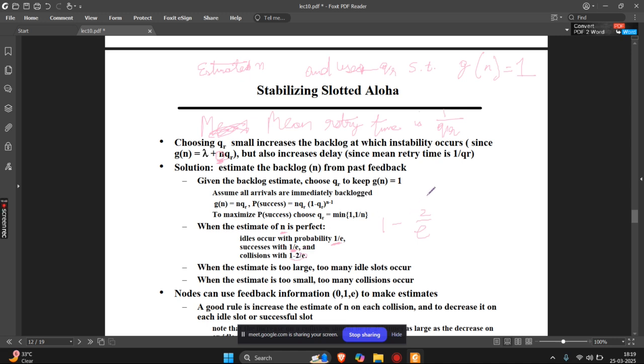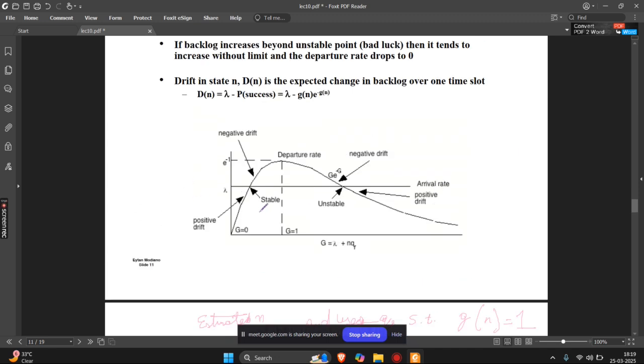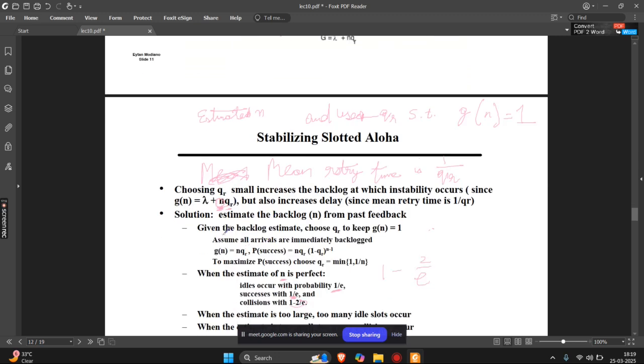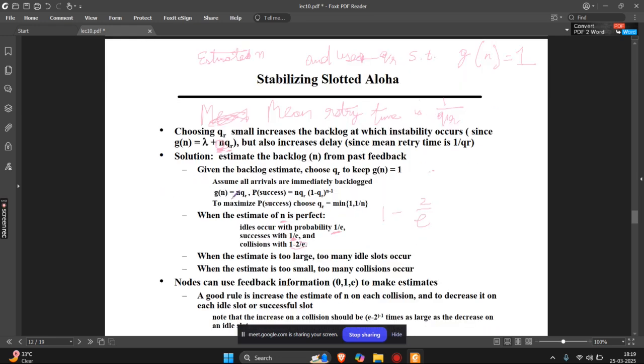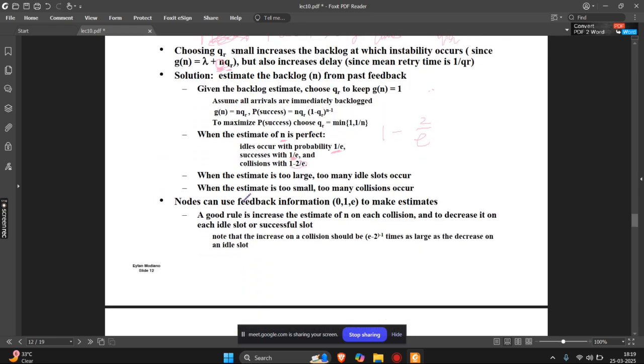So we have to somehow estimate n, and from n we will solve for QR, the retry rate, such that G_n is equal to 1, because we know that maximum throughput is when G is equal to 1. At G equal to 1 we get the maximum throughput. So we will aim to keep the offered traffic load always at 1. So we will estimate the backlog and then find the mean retry time in such a way.